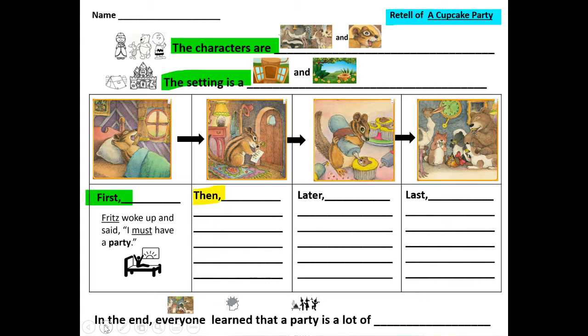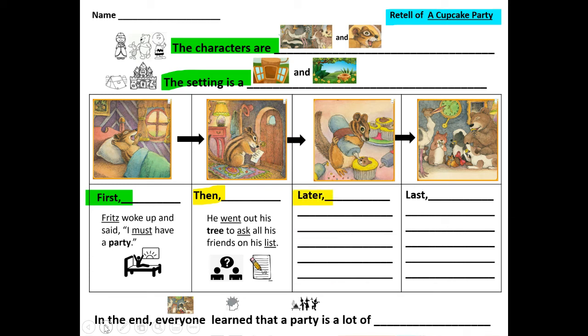Then, what does Fritz do then? Then he takes, or he goes, or he invites. Well, then he went out his tree to ask all his friends on his list. So he has a list of all his friends and he invites them to the party.